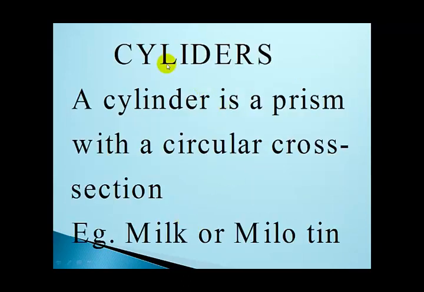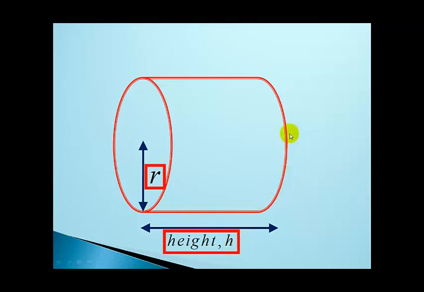Now, we start with cylinders. A cylinder is a prism with a circular cross-section. An example of a cylinder is the milk or the Milo tin. Now, considering the cylinder as shown, we have R, that is the radius of the circular end, and we have the height, that is H. So with a cylinder, we have the radius and the height of the cylinder as shown on the diagram.